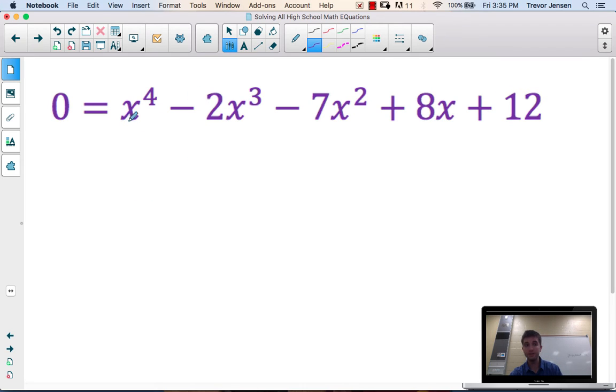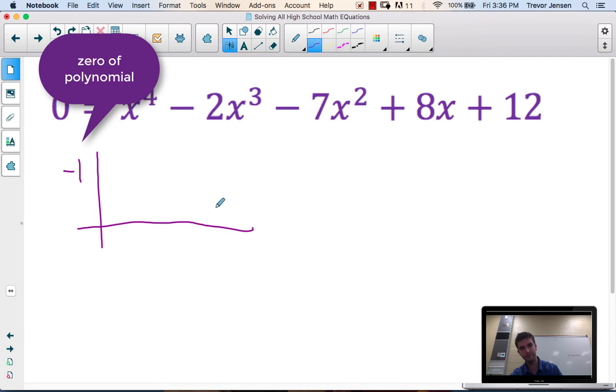If you tried 1, we would get 1 minus 2, negative 1, minus 7, negative 8, plus 8 is 0, plus 12 is 12. So 1 is not a 0. But if you plugged in negative 1, I believe it works. So negative 1 is a 0. So what we do is we are going to divide this function by x plus 1. That's the factor that would give us a 0 of negative 1.